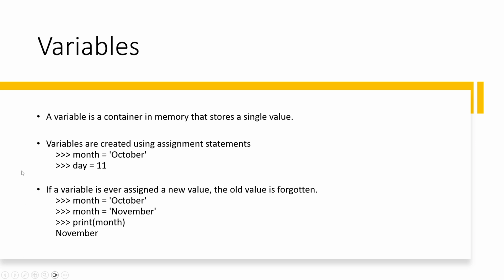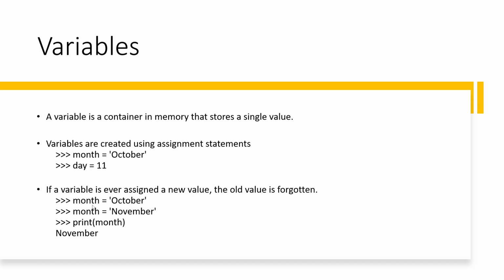So let's talk about variables. A variable is a container in memory that stores a single value. Variables are created using assignment statements. So I'm going to assign a value to month, and I'm going to assign a value to the variable named day. And if a variable is ever assigned a new value, the old value is forgotten. Forgotten, overwritten, however you want to phrase it.